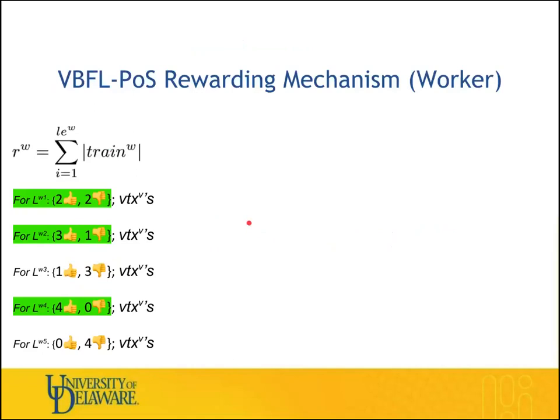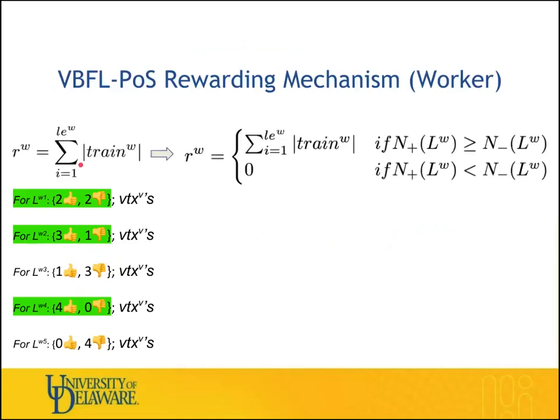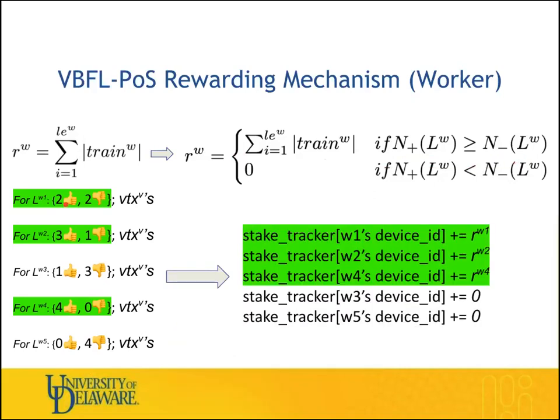You may recall how workers calculate their respective rewards. And now is the time to decide if these rewards will be granted. The rewards will only be granted to the worker if their local model updates are positively voted in their finally aggregated voting results. This capital N plus means the number of positive votes, and the N minus means the number of negative votes. So in this case, only R1, R2, and R4 will be granted to W1, W2, and W4 because they are positively voted.